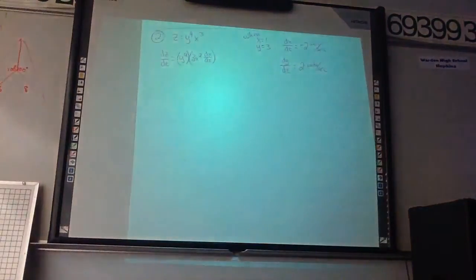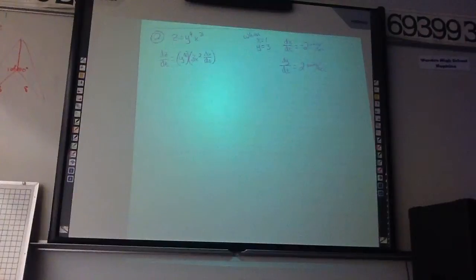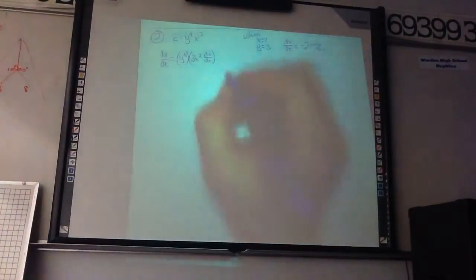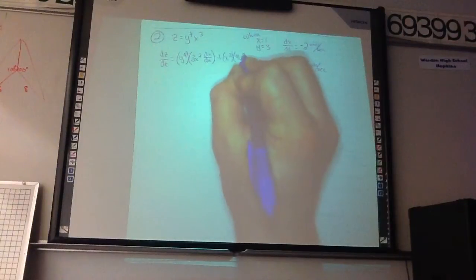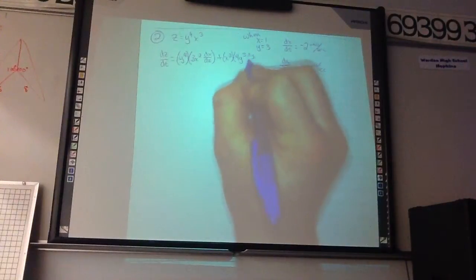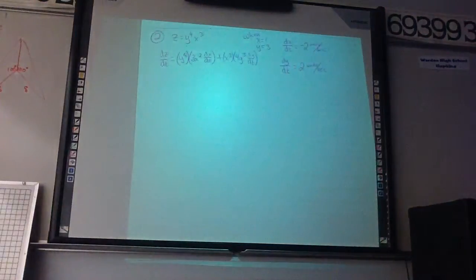That's what you should start with. So the second part is x to the third times 4y cubed dy over dt. Plug in the stuff you know, and you'll be done.